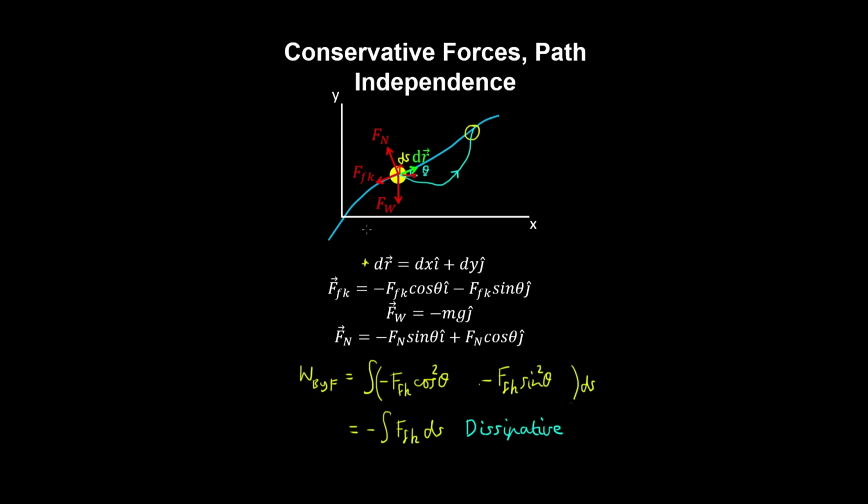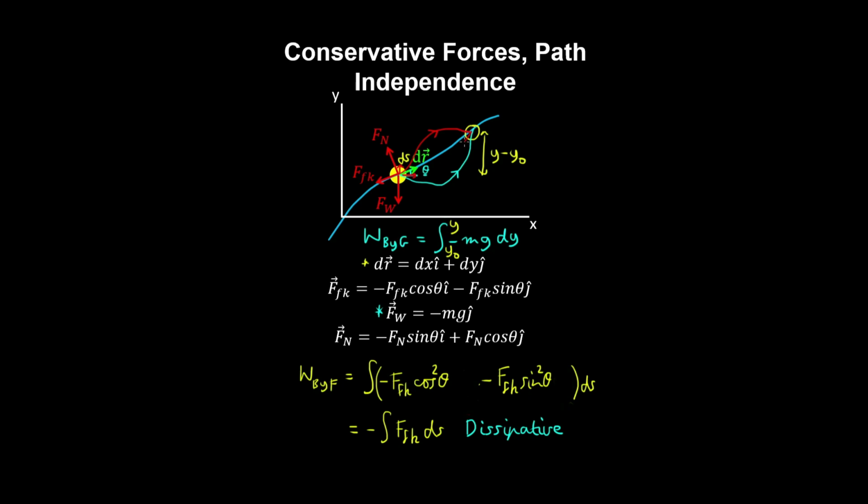Now if you evaluated the work integral to find the work done by the gravitational force in a similar way, well, what you would get is the following integral, which you would evaluate from some initial position of the particle to some final position. So therefore, no matter what path the particle takes, the work done by the gravitational force is the same.